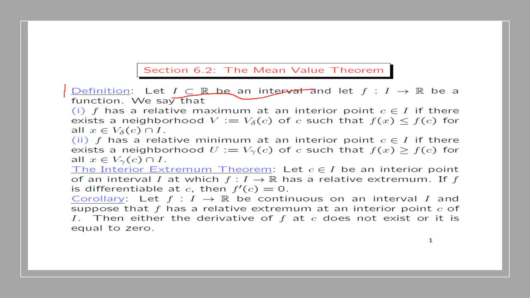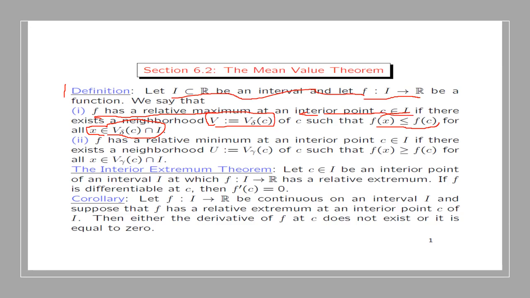Let I be an interval and let f be a function from I to R. Then we say that f has a relative maximum at an interior point C of I if there is some delta neighborhood of C such that f of x is less than or equal to f of C for all x in the intersection of that neighborhood with I.